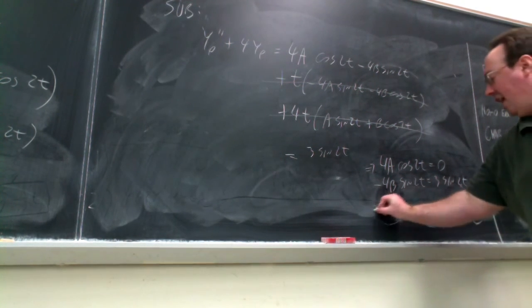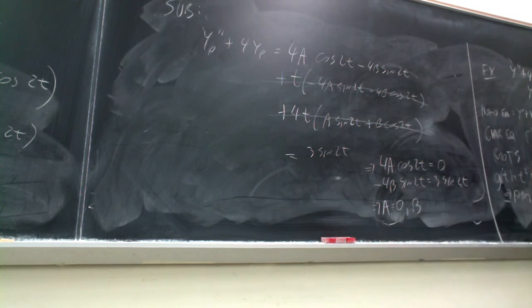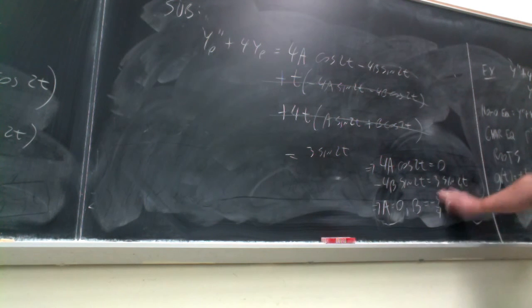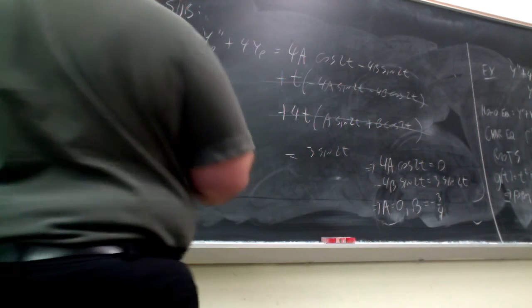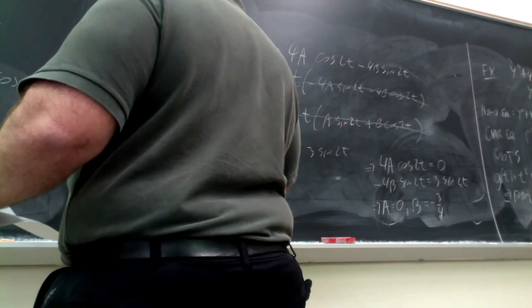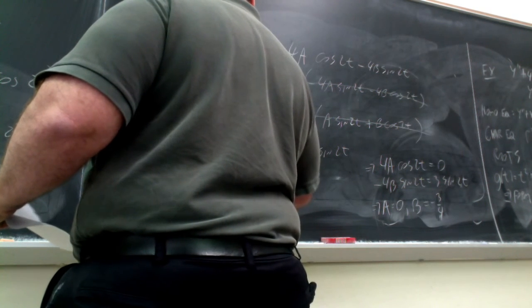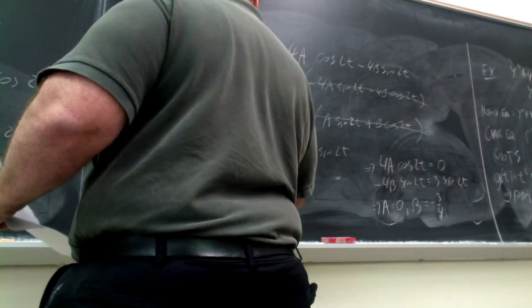So we get a is 0, and what is b? Yeah, minus 3/4, to make this whole coefficient 3. So now you have your particular solution. yp of t is minus 3/4 t cosine 2t.